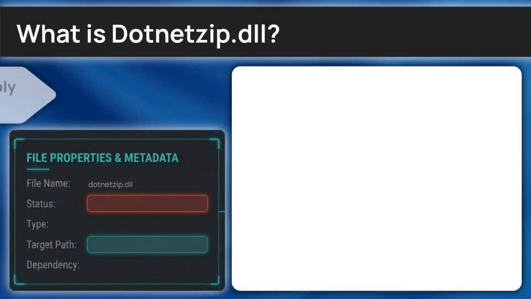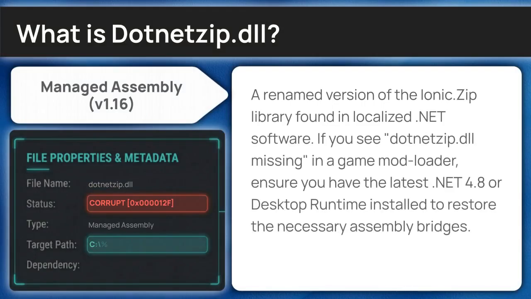This is the .Netzip library, a renamed version of the Ionic.zip library found in localized .NET software. If you see Dotnetzip.dll missing in a game mod loader, ensure you have the latest .NET 4.8 or desktop runtime installed to restore the necessary assembly bridges. Now that you have the context, let's move into the repair process with a fresh installation.